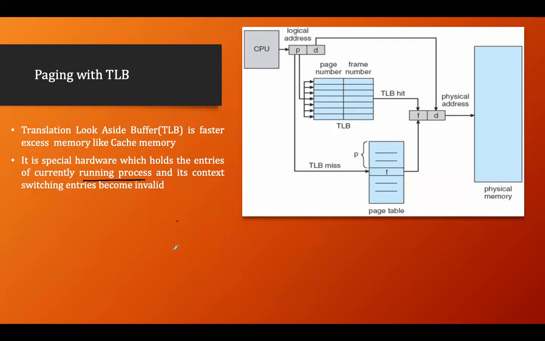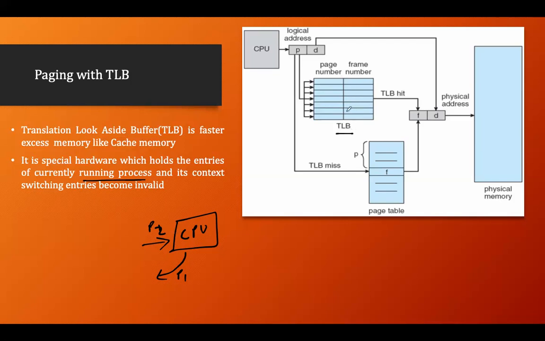So let's say in the CPU, right now process P1 is running, and let's say P1 is going out and P2 is coming. That particular process is called context switching. So whenever we have context switching, all these entries will be invalid, and we have to put those pages again which are currently running on it. So that is the translation lookaside buffer.